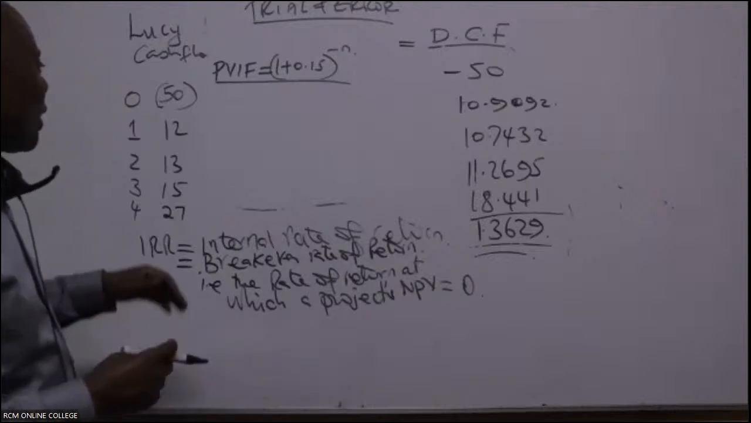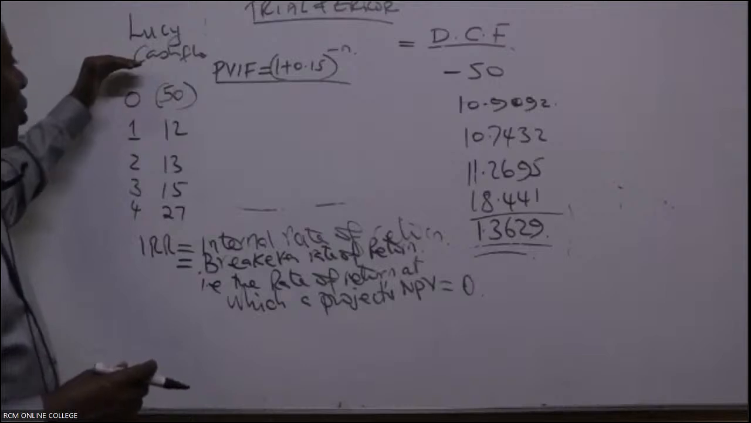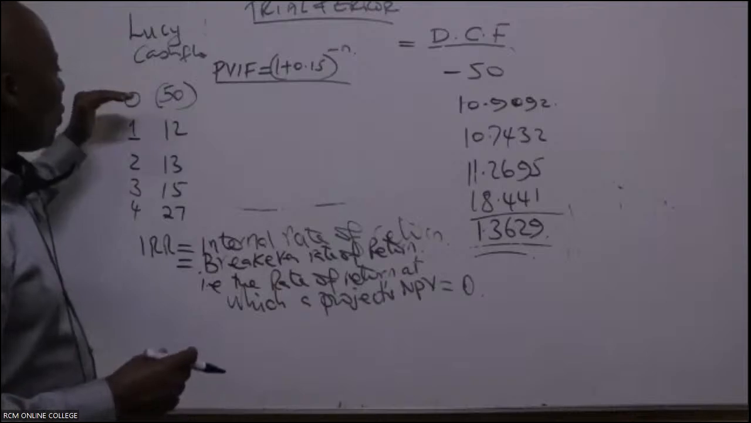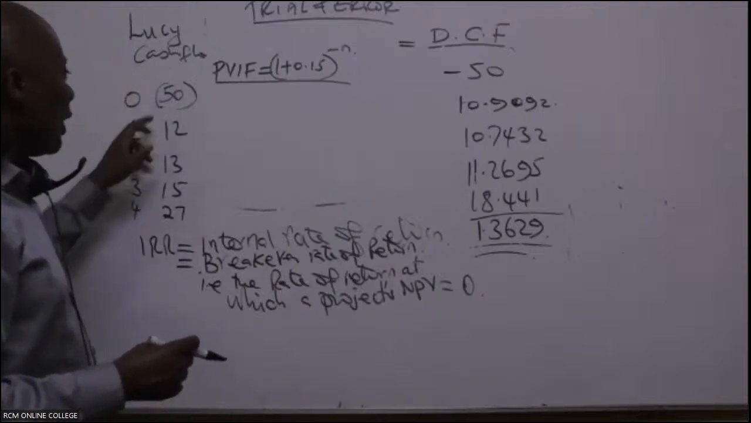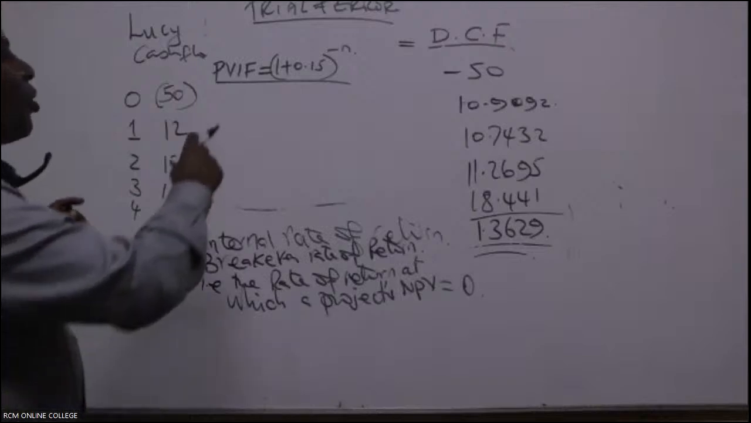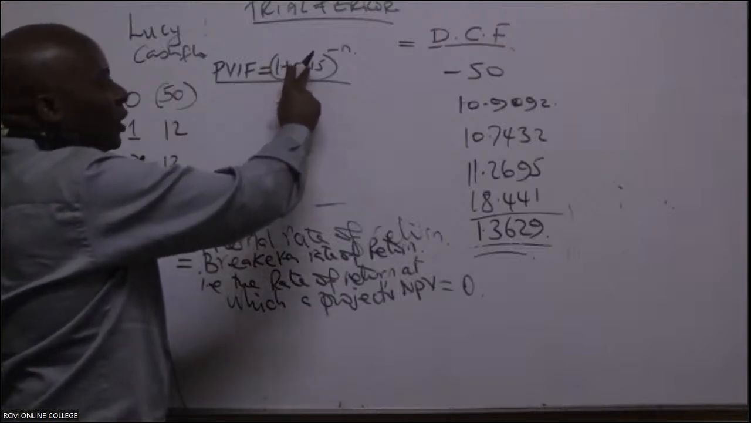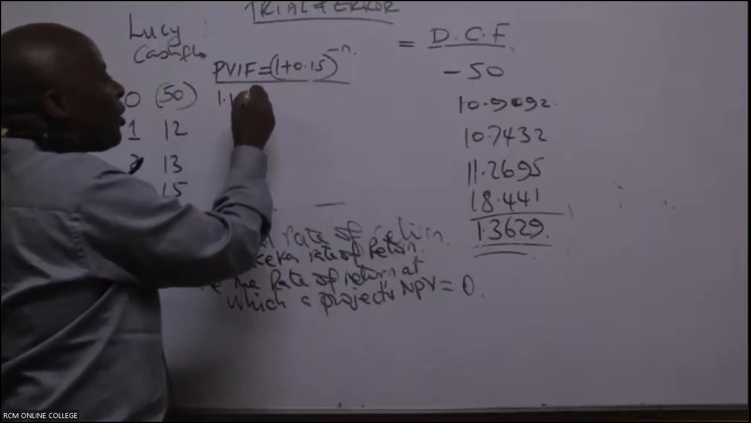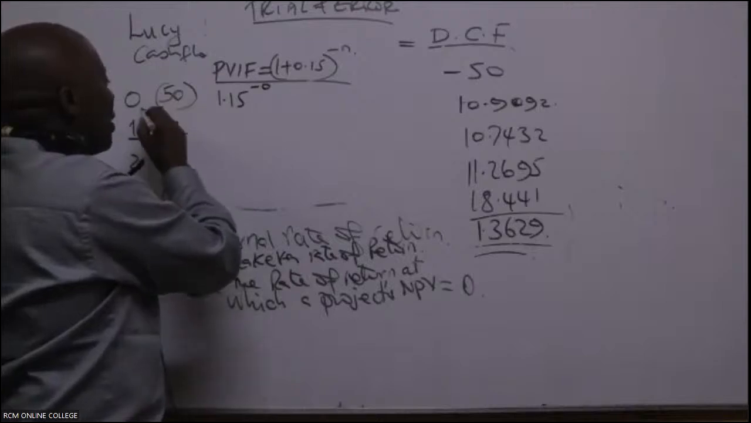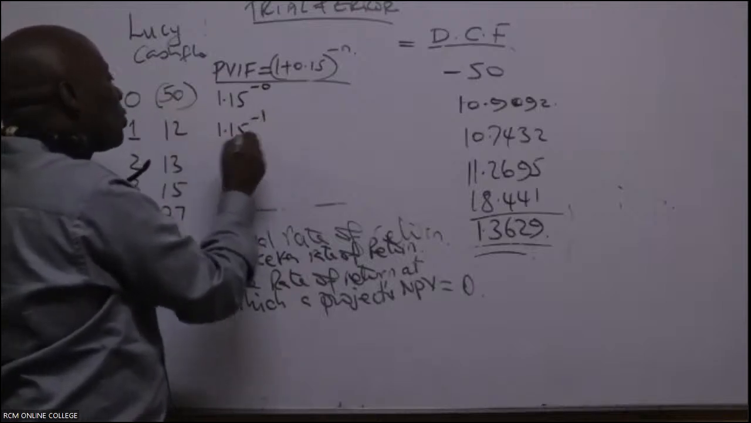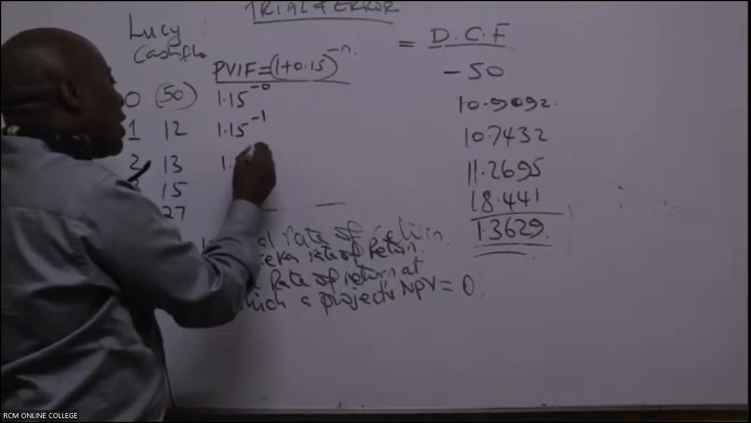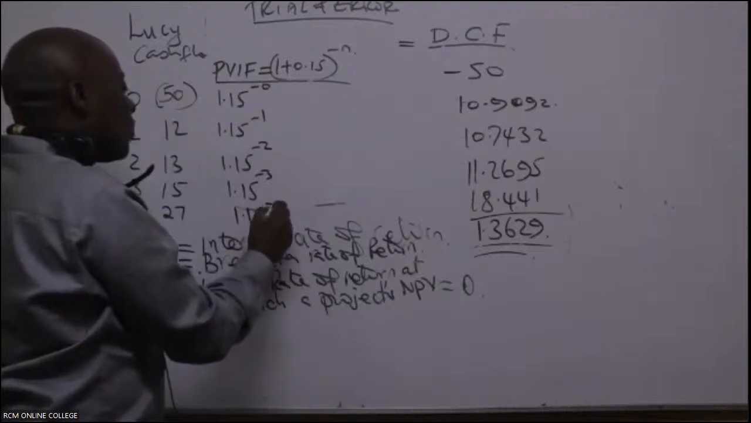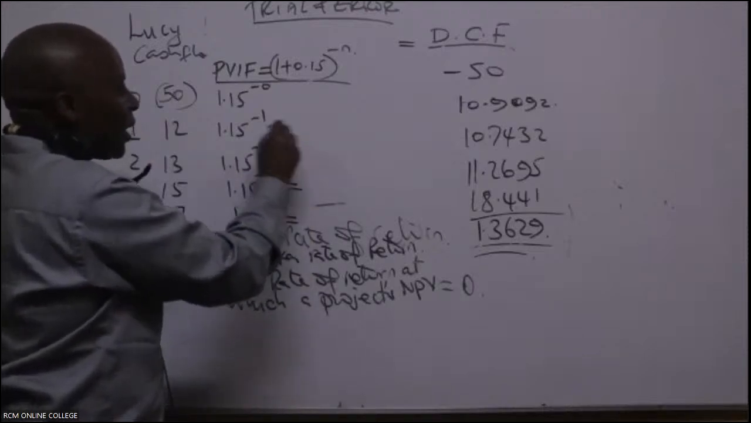I hope you were as fast as Mwalimu. You've been able to go to a different area in your book and write 0, 1, 2, 3, 4. Then you have the same cash flows, but this time using a different cost of capital, which is 15%. So this will be 1.15 raised to negative 0, negative 1, negative 2, negative 3, and negative 4.